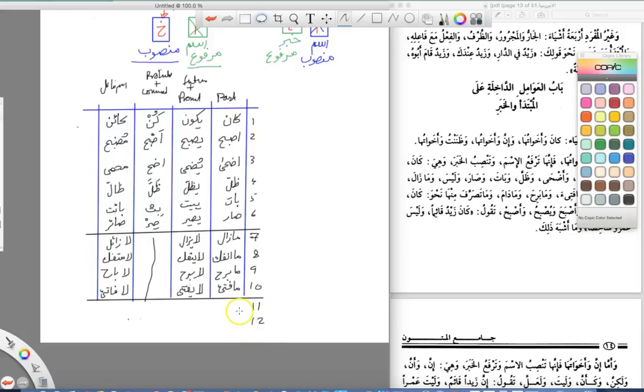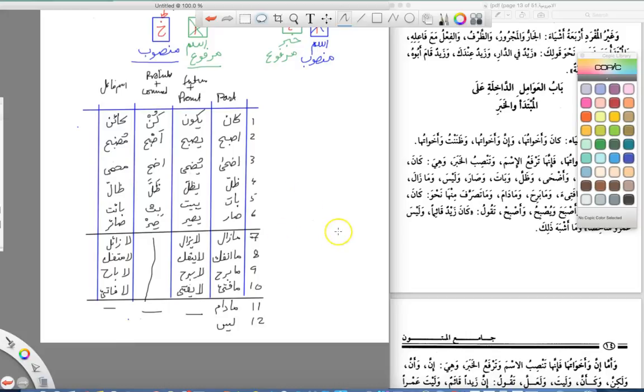Okay, so 11 and 12 are ma dama and laysa. Nothing for that, nothing there. So ma dama and laysa, these only appear in the past form. They don't appear in any other form.